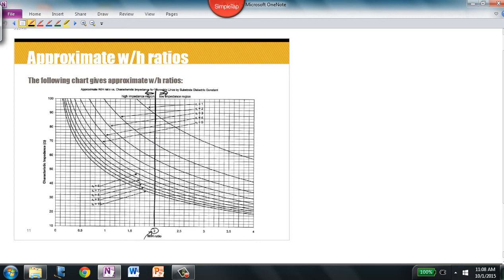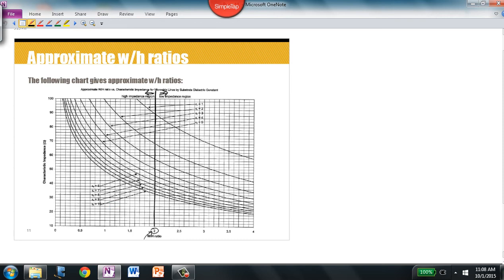These curved lines represent relative permittivities. You can see that here we have a relative permittivity of 1, and as we move in this direction, the relative permittivity increases. So this is 1, 2, 3, 4, 5, 6, 7, 8, 9, 10. So this chart is plotting relative permittivities anywhere from epsilon r equals 1 all the way up to epsilon r equals 10.